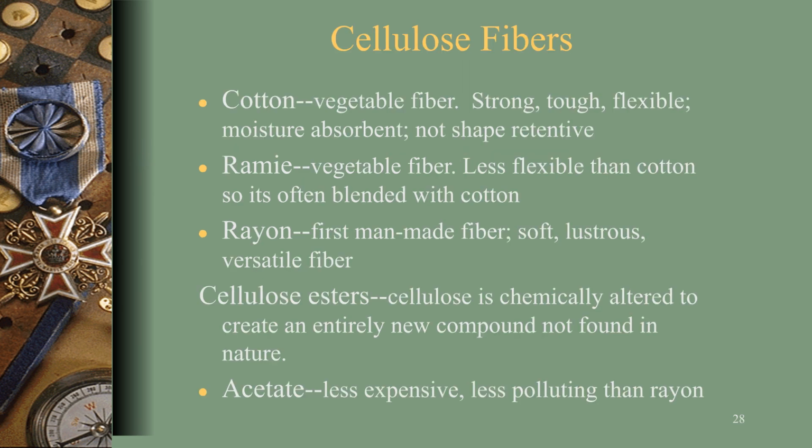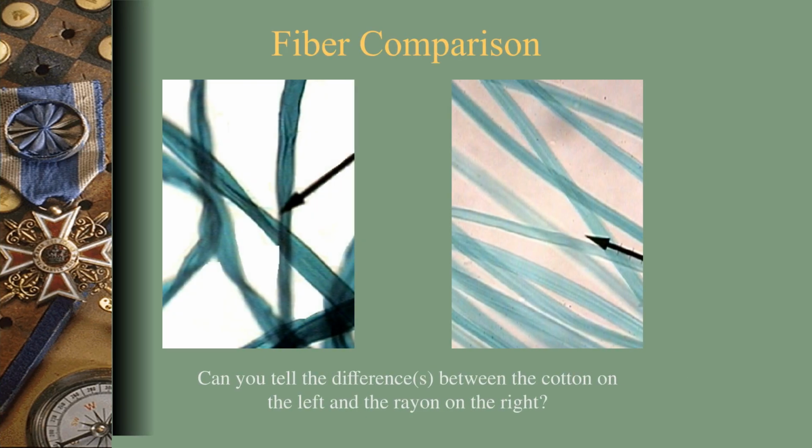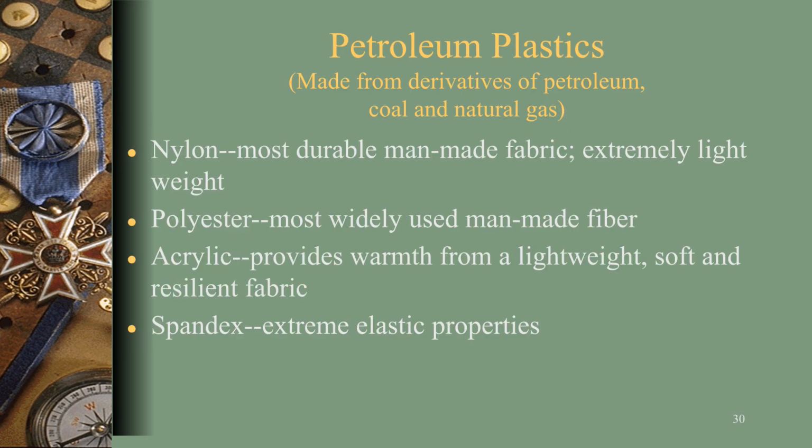Cellulose fibers include plant-based materials like cotton and ramie, as well as man-made variations like rayon and acetate, which are chemically derived from cellulose. Can you visually distinguish between these cotton fibers on the left and the rayon fibers on the right? Petroleum plastics made from coal, natural gas, and oil derivatives include common fibers like nylon, polyester, acrylic, and spandex, each known for distinct physical properties.